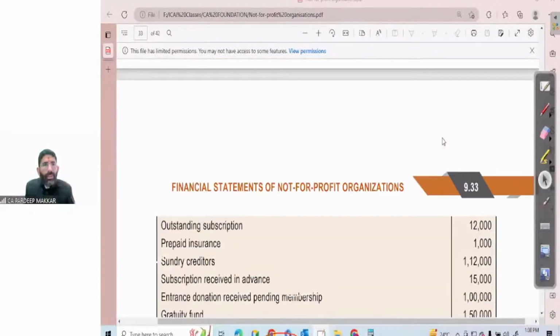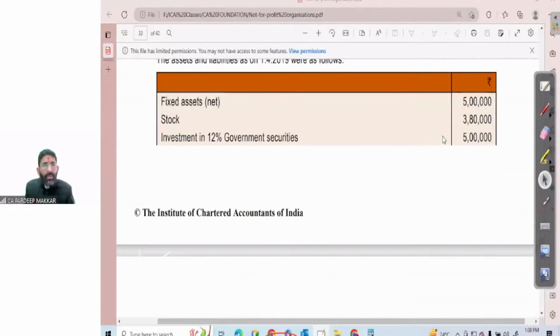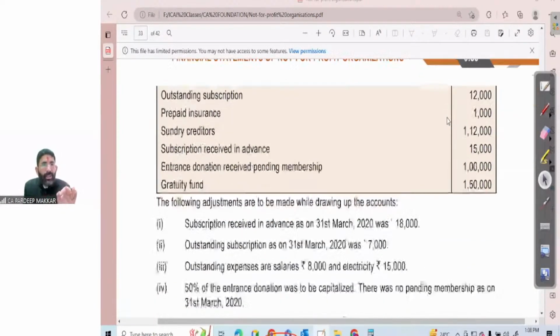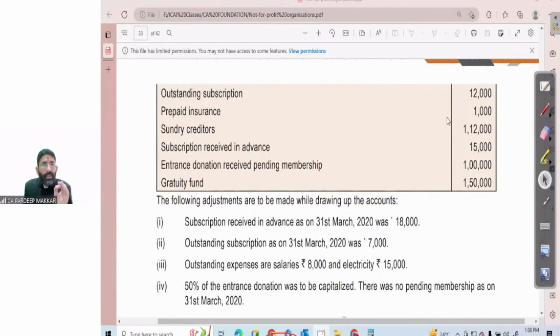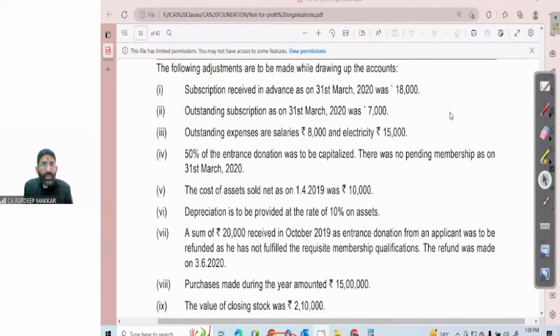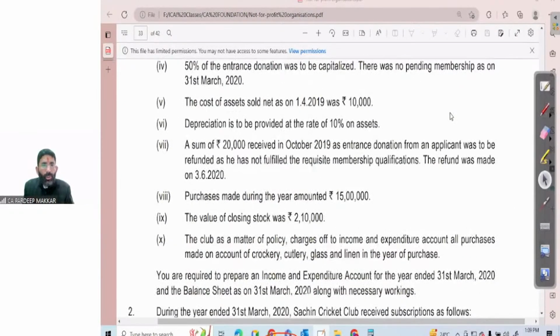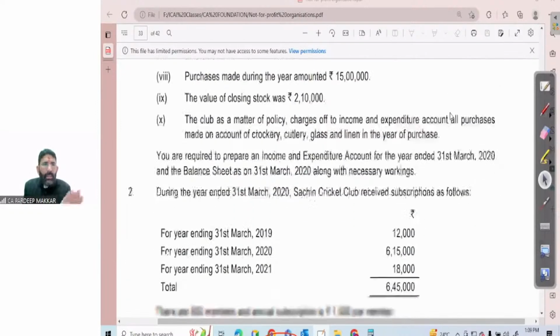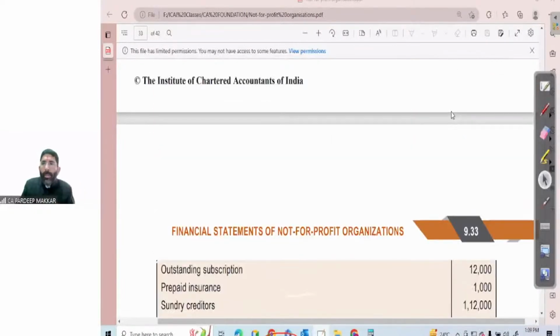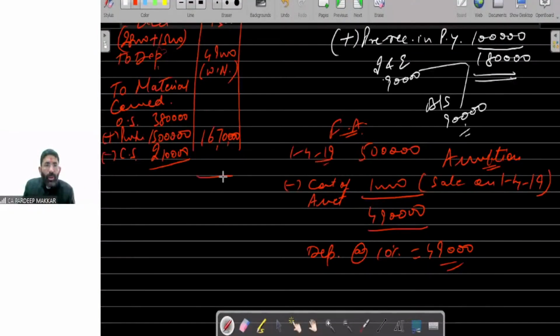Okay. Now see, is anything left? Investment adjustment is already done. Subscription and prepaid insurance adjustment done. Received in advance adjustment done. Entrance donation done. Gratuity fund will go to the balance sheet liability side because this is the amount payable to the employees when they will retire from the firm. So this is purely our liability. Received in advance, outstanding subscription, all that has been done. Cost of assets sold, depreciation, all these things are done. So you may get the answer by calculating the balance sheet figure.